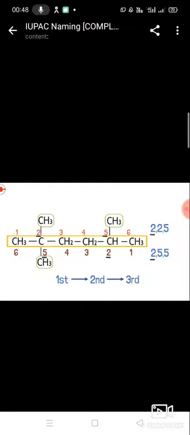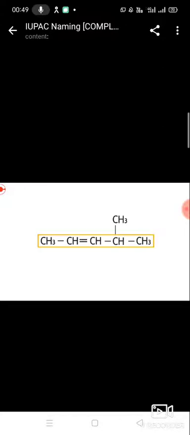2, 2. First you have to see first position 2. What is the second position? In the above one, it is attached in second carbon. Next, if you count from left side, fifth carbon it is attached. So there also you have to see the lowest number. So which one can you choose? 2, 2, 5. What is present? Methyl group is present. So 2, 2, 5 trimethyl hexane.